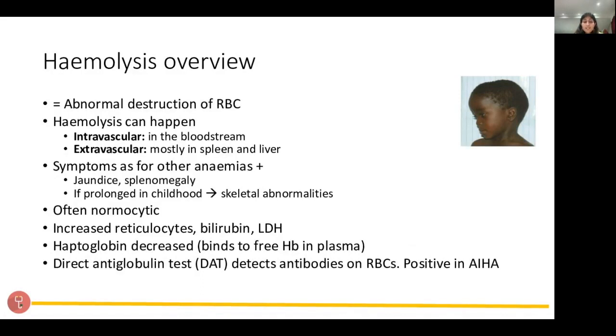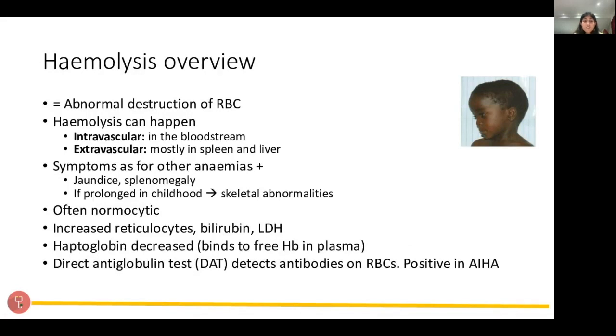The other blood test to look out for is haptoglobin. So haptoglobin is basically a molecule that binds to any free hemoglobin in your plasma. If you're having a lot of hemolysis, you'll have a lot of free hemoglobin in your plasma because it's being released from your red blood cells. All of that will bind to your haptoglobin, and then your haptoglobin levels will decrease because they're all being occupied with all the hemoglobin, basically.